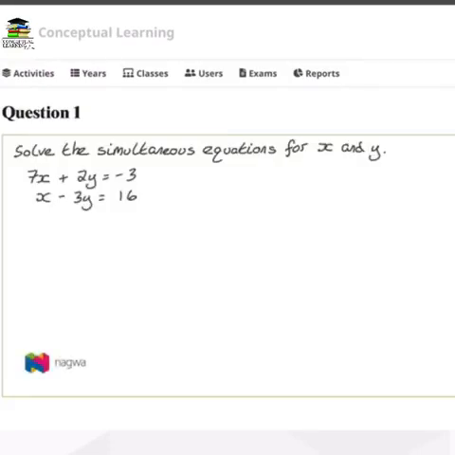Solve the simultaneous equations for x and y. 7x plus 2y equals negative 3 and x minus 3y equals 16. We can solve a pair of linear simultaneous equations by elimination or by substitution. We are firstly going to look at the method of elimination.